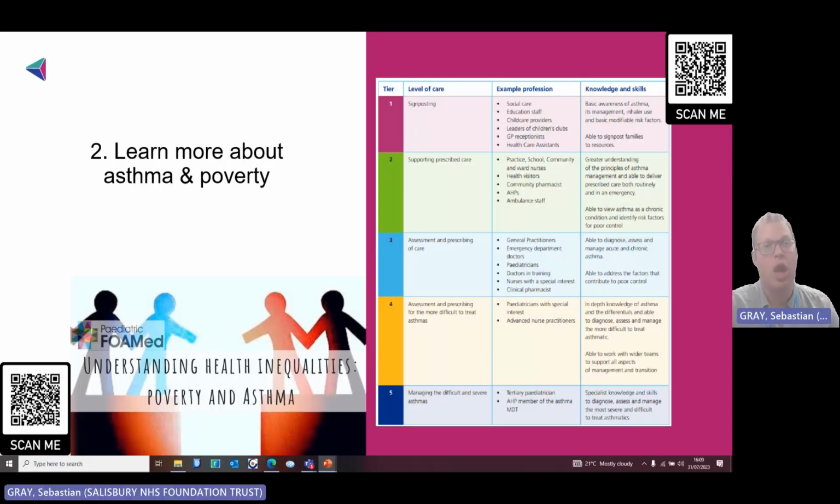Number 2, learn more about asthma and poverty. I've collated everything that I know and I've learned about understanding health inequalities relating to poverty and asthma and put it into a Paediatric Forum blog. The link's below. There's also some fantastic national education packages that have been developed for anyone that comes across any child and young person with asthma. Asthma and poverty are interlinked, but we need to understand much more about it to be able to help people and point them in the right directions.